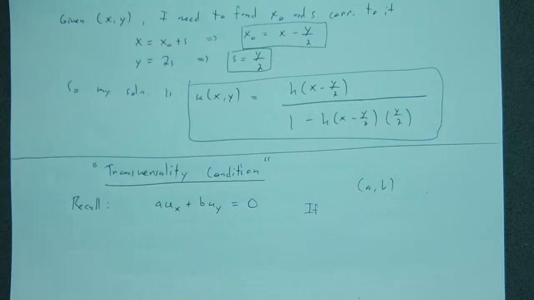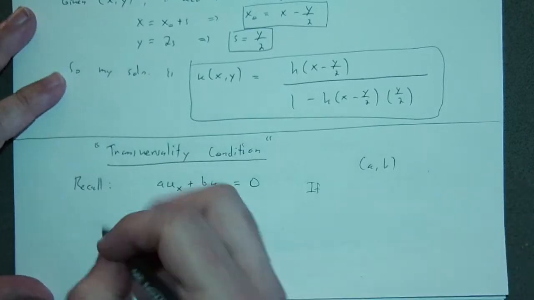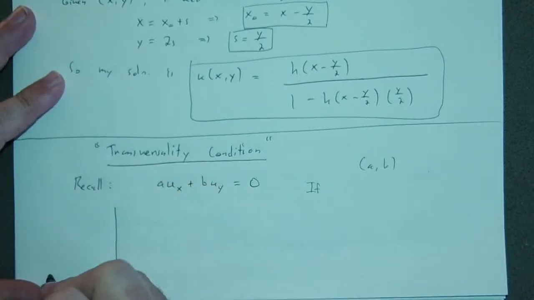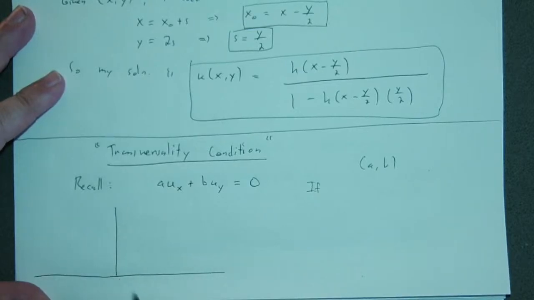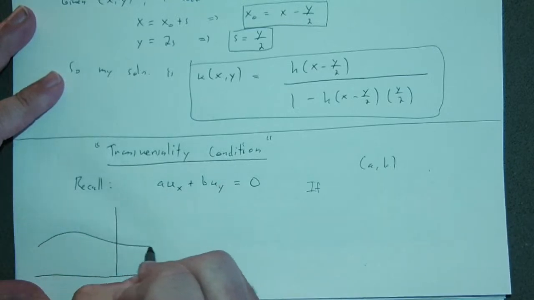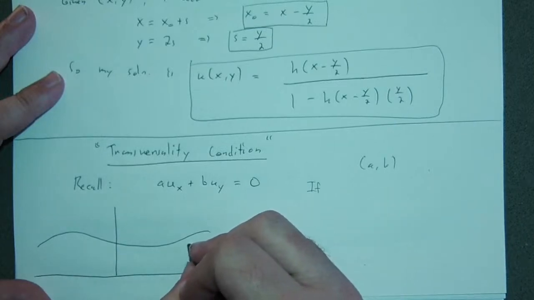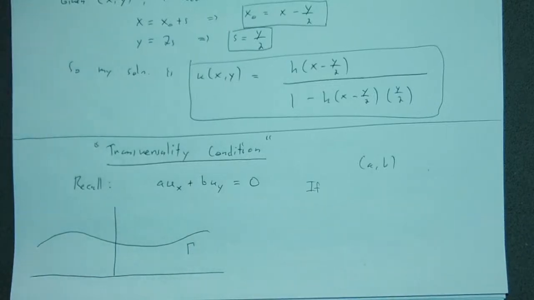But I don't need to do that. There's plenty of situations that might arise where the data that I have is specified along a curve that's not the x-axis. And so drawing a picture here, rather than thinking of specifying the curve along the x-axis, I could think about specifying the data along a curve that looked like this. I'll call it gamma.